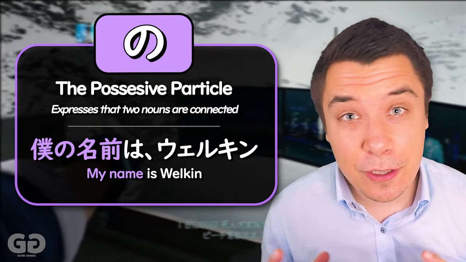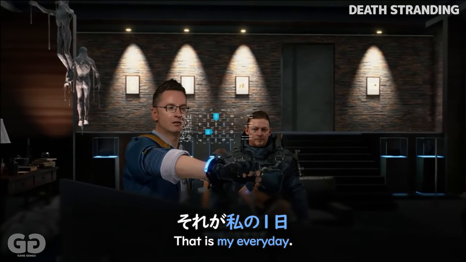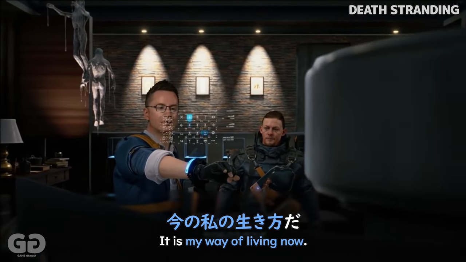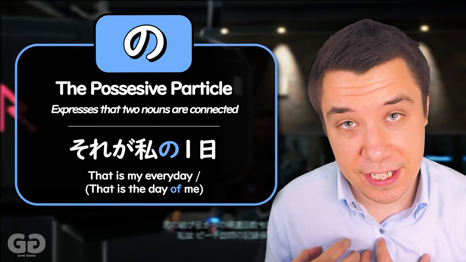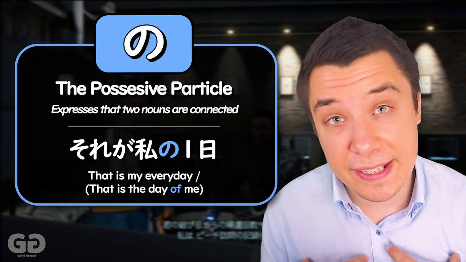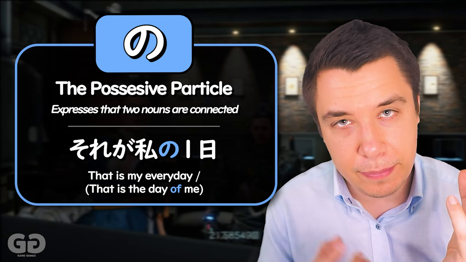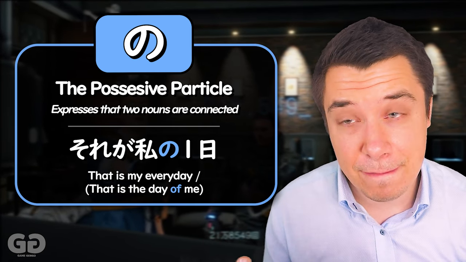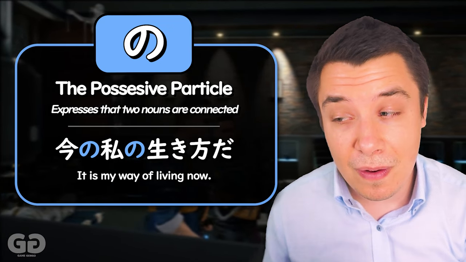Welkin. And if we go a little bit further, like here in Death Stranding, we can see here それが私の一日、今の私の生き方だ。 それが私の一日. So that is my one day. So 私の一日, that means it's the day that belongs to me, right? My day.